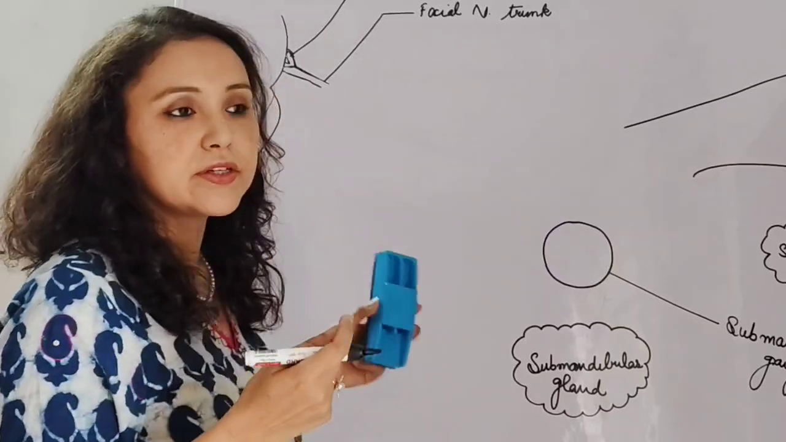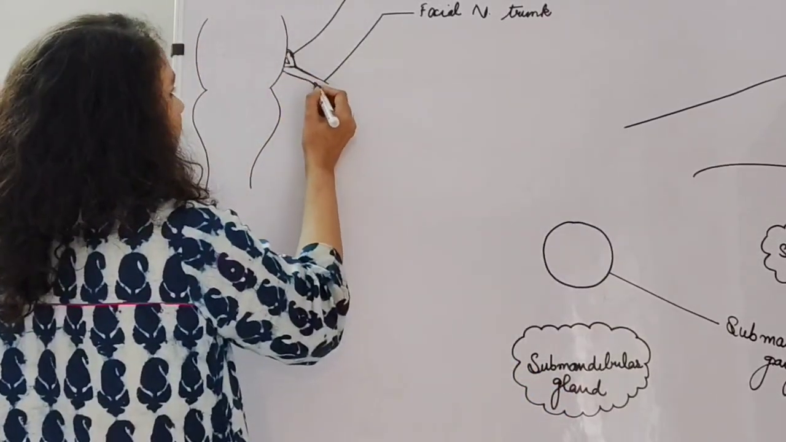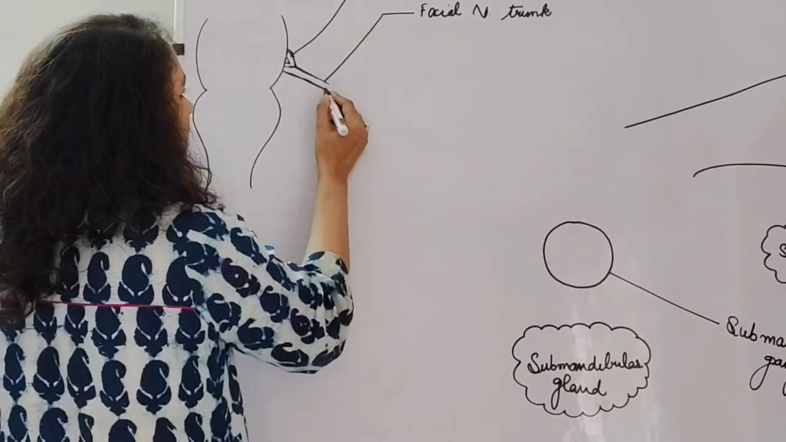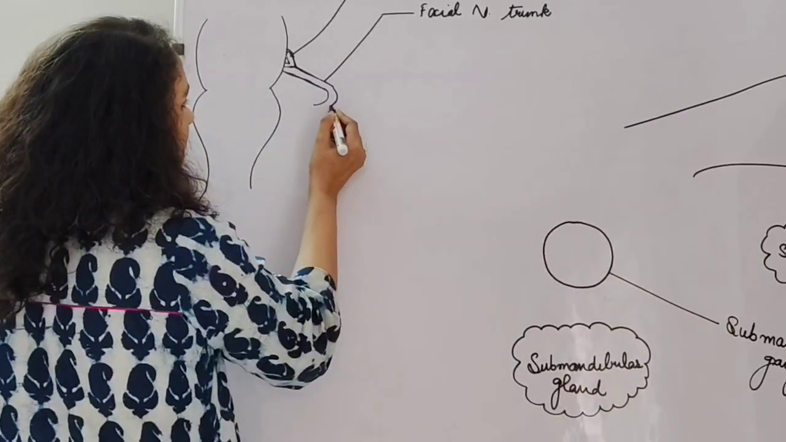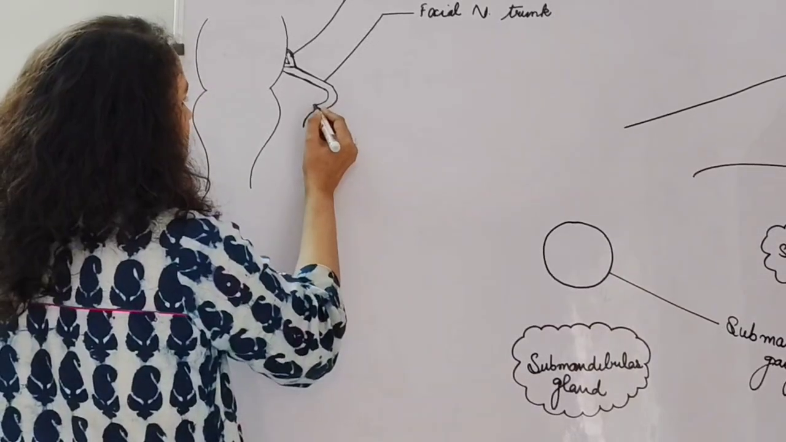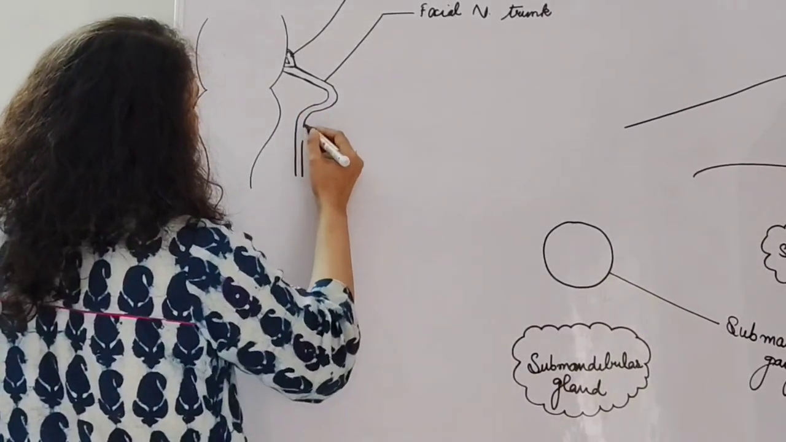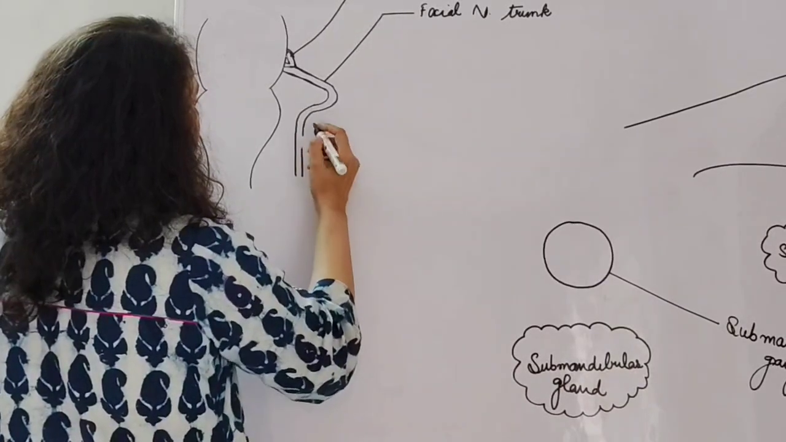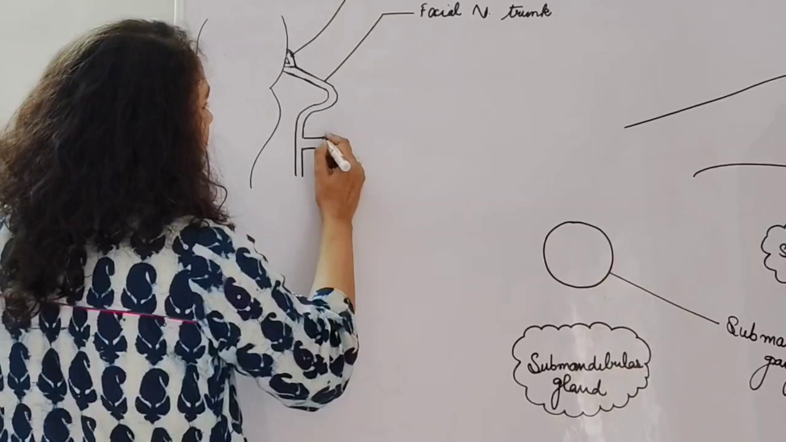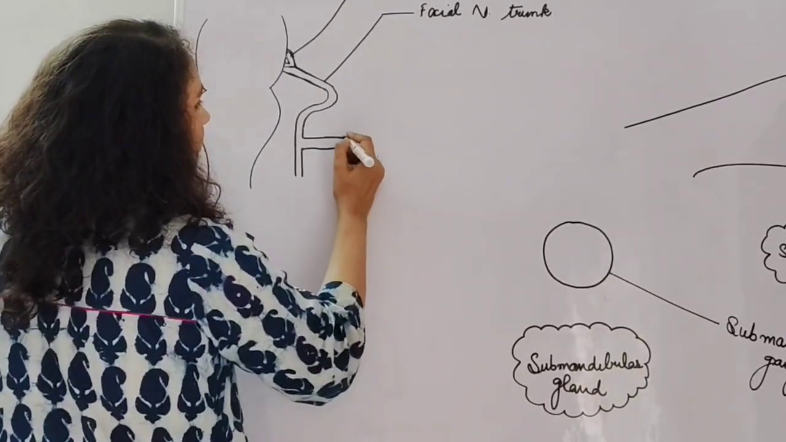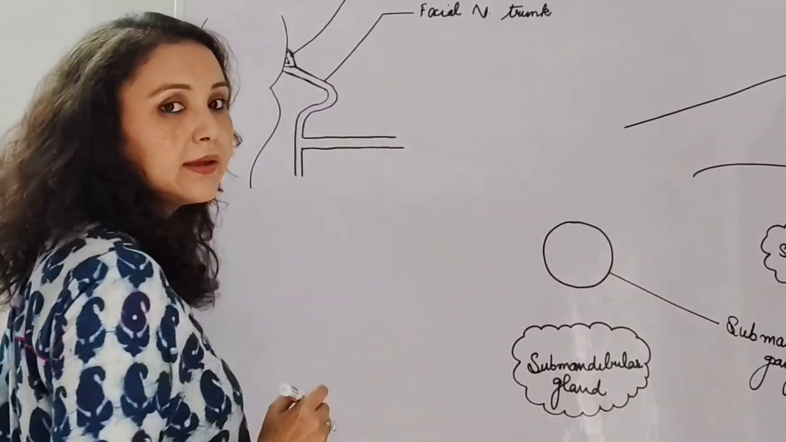We'll be discussing facial nerve in another video. For the time being, you should be aware that when the facial nerve runs, it takes bends. So this becomes the first bend and this becomes the second bend, after which it has a vertical course. And in its vertical course, it gives a branch, that is the chorda tympani branch. So this is the chorda tympani branch.